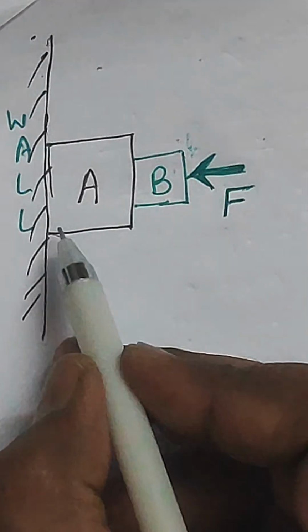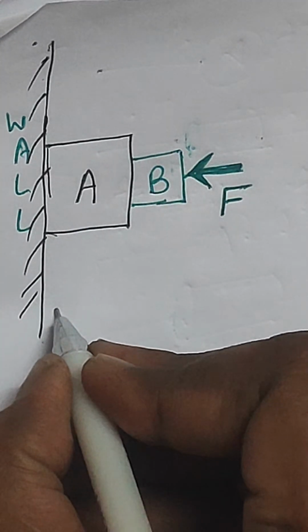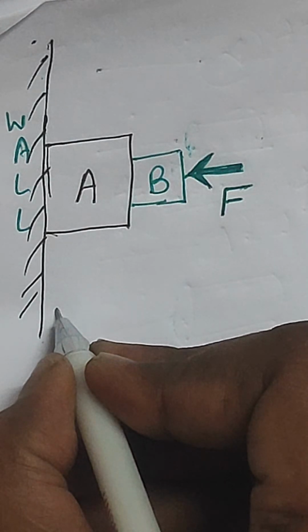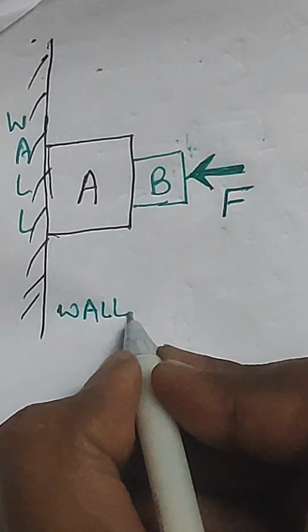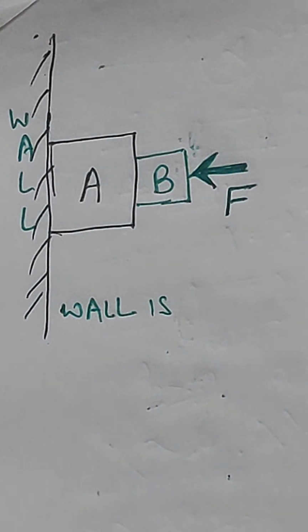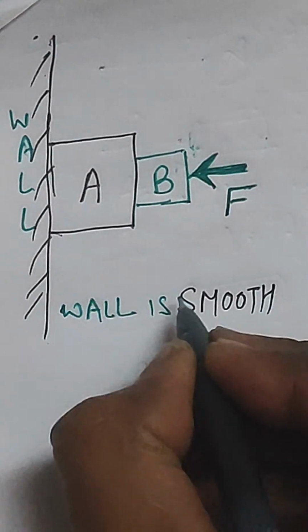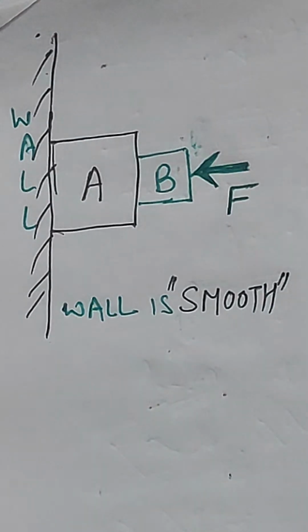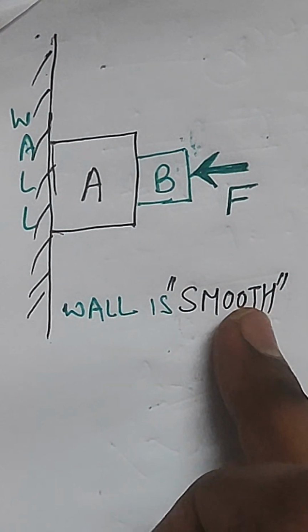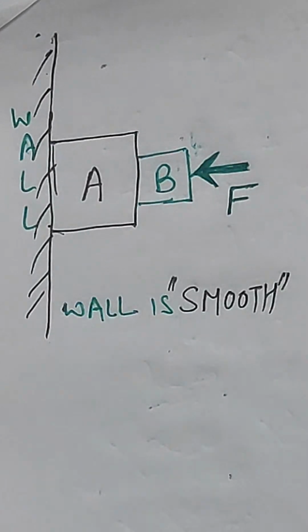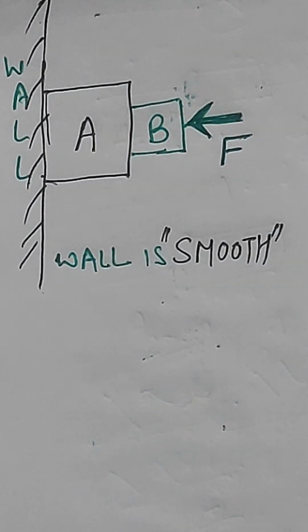The wall is smooth, right? Mind the word. The first term is wall is smooth, and the condition is wall is smooth. So from this line, what we understand, since the wall is smooth, that means there will be no friction between the wall and A, right? This is the first thing which came into our mind, right?